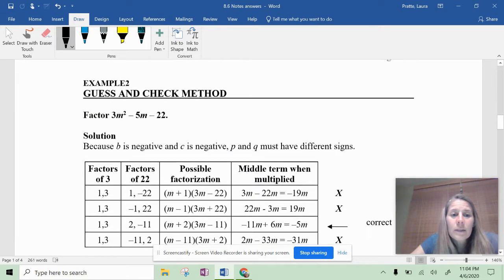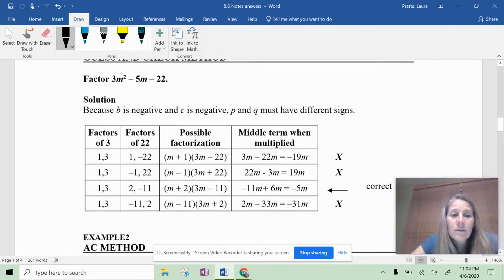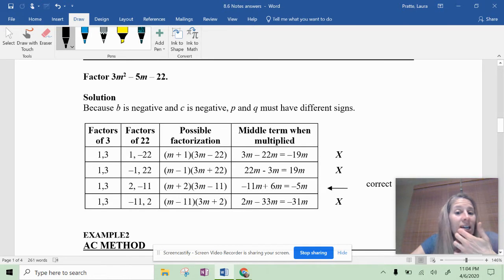So let's go on to the next page. We'll do another example. Again, if you were going to do guess and check, you would actually have 4 different possibilities there that you could check, and that would take a while probably.